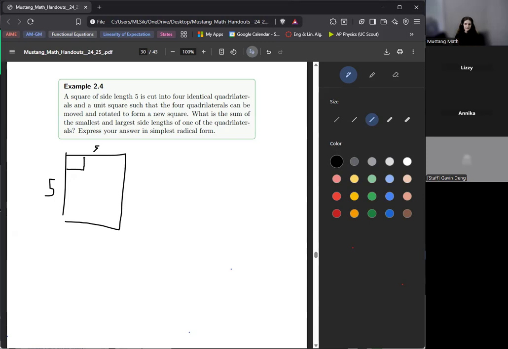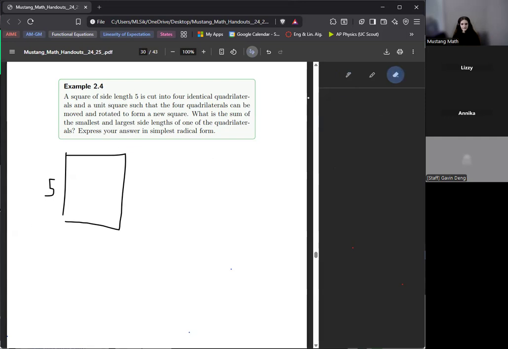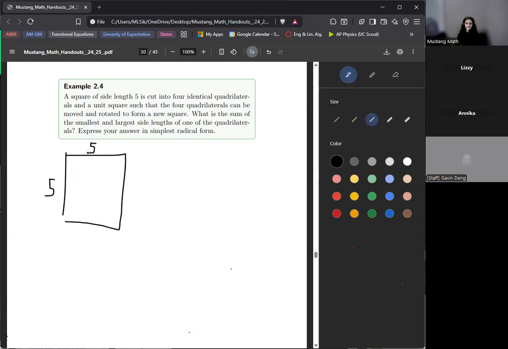So if we have a unit square and 4 identical quadrilaterals, you can go ahead and try different organizations and different ways to cut the square up and see how that goes. If you're trying this, you might see that finding the sum of the smallest and largest side lengths might be a little bit difficult because you'll need to find what the quadrilateral looks like in the first place. So instead, we can think of this more abstractly in terms of our total area, which is 25, and then how much we take away from that.